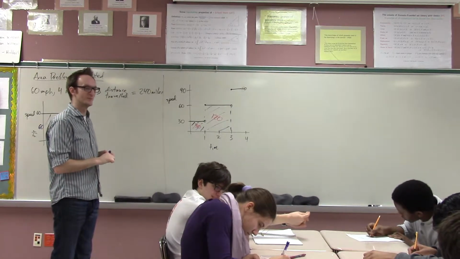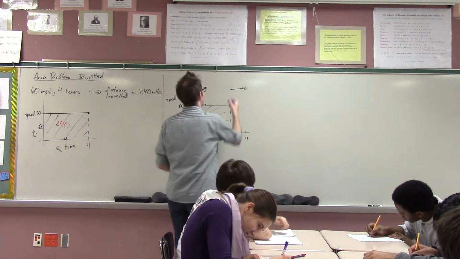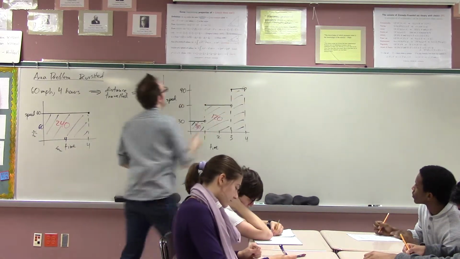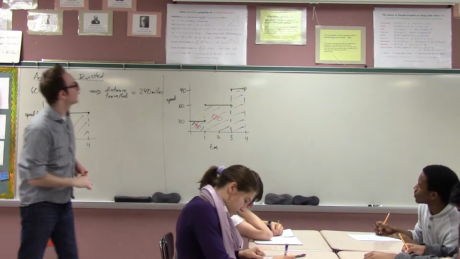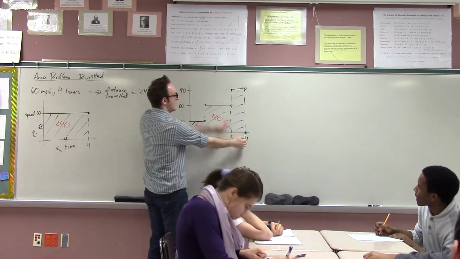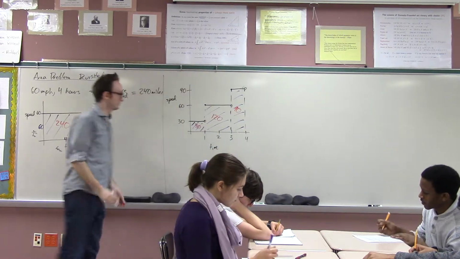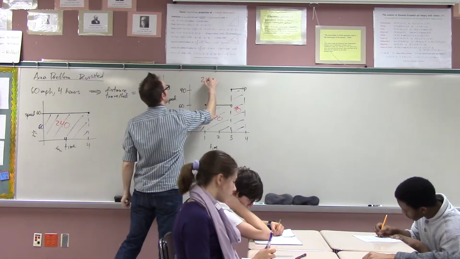I guess you probably did this in freshman physics, maybe? Yeah. And then in that 4th hour, I was going 90 miles per hour times 1 hour, so I covered a distance of 90 miles. And when you add that all up, you get 240, right? Okay.